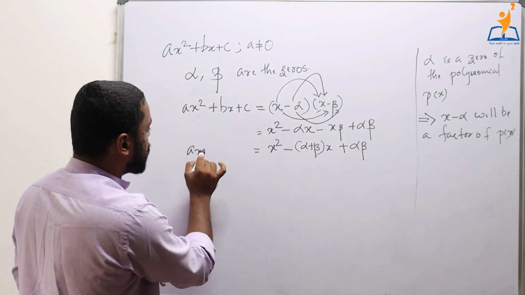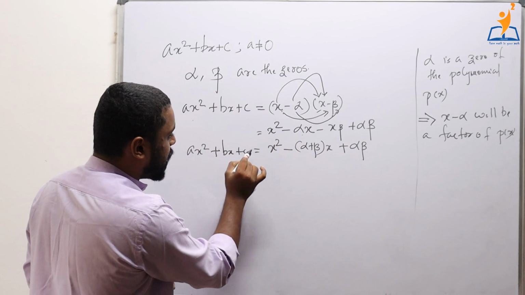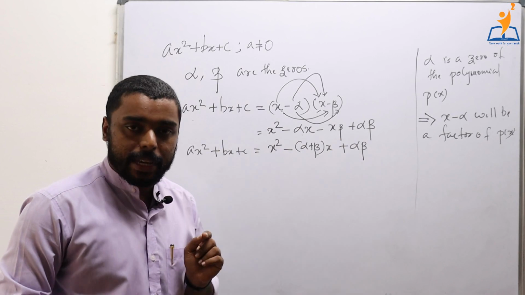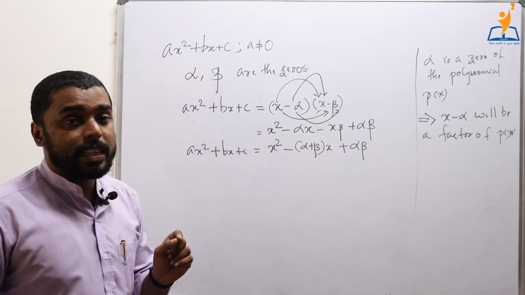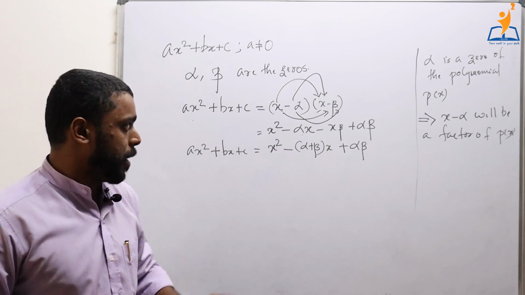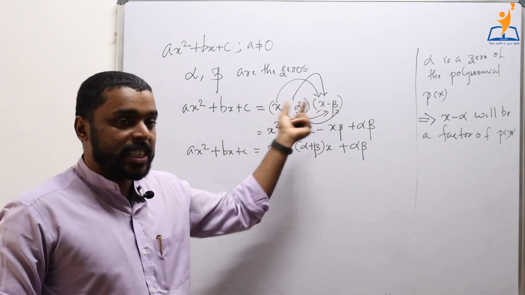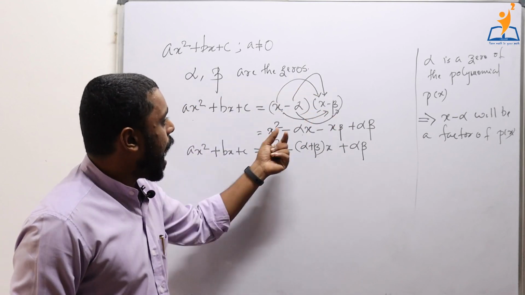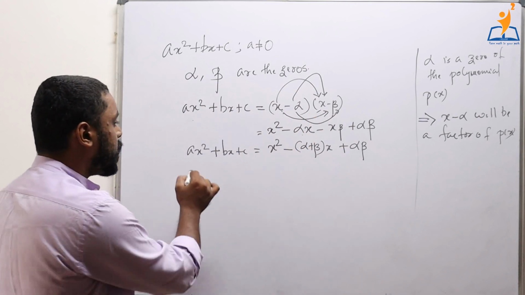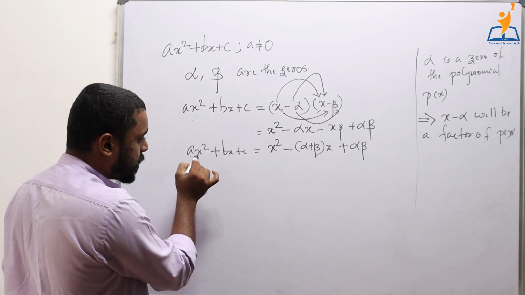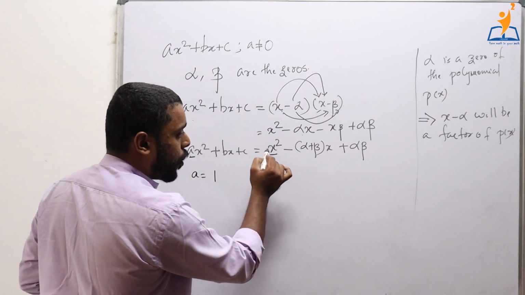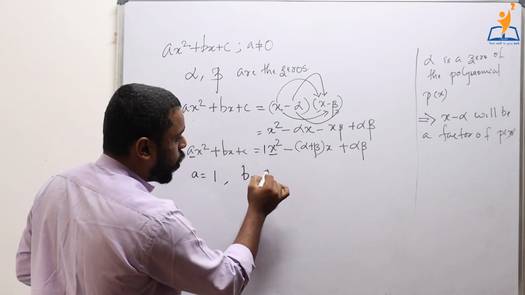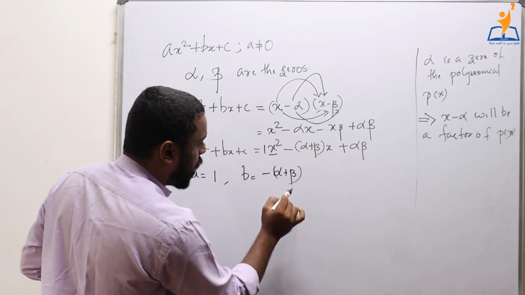So we have ax square plus bx plus c is nothing but x square minus alpha plus beta into x plus alpha beta. Since alpha and beta are the zeros of the polynomial, x minus alpha and x minus beta are the factors of the polynomial, so we can represent the polynomial like this, and equating the coefficients we get a is equal to 1. Since a is the coefficient of x square and the coefficient of x square here is 1, a equals 1.